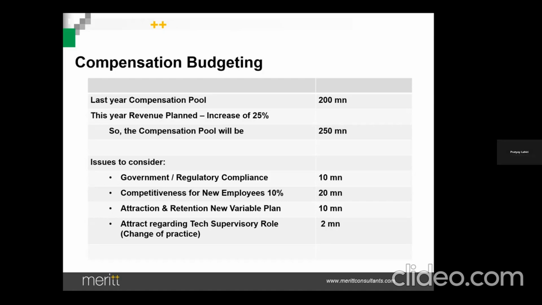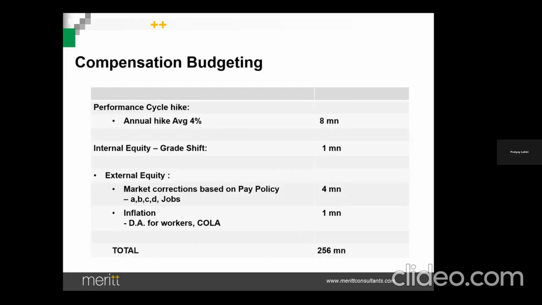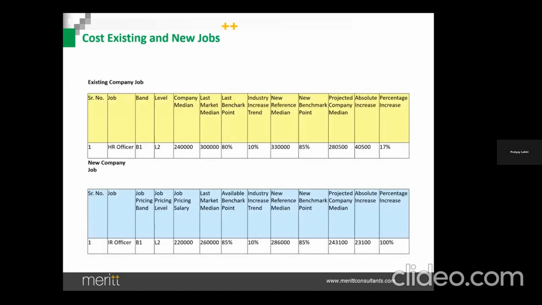Somebody had a question. Sometimes we saw that after taking the budget for manpower planning and recruitment, in the middle of the year certain positions we again hire, and for that you have to keep some amount of buffer. Yes, you have to keep some amount of buffer also.